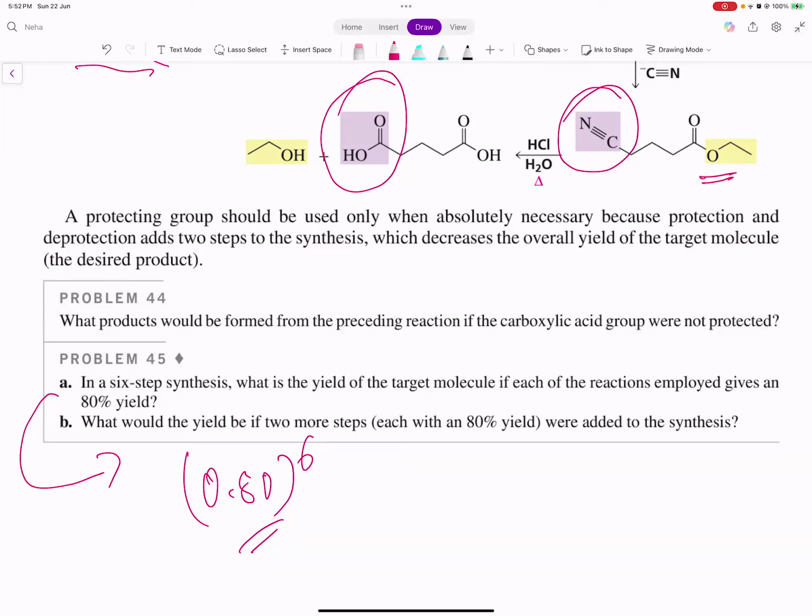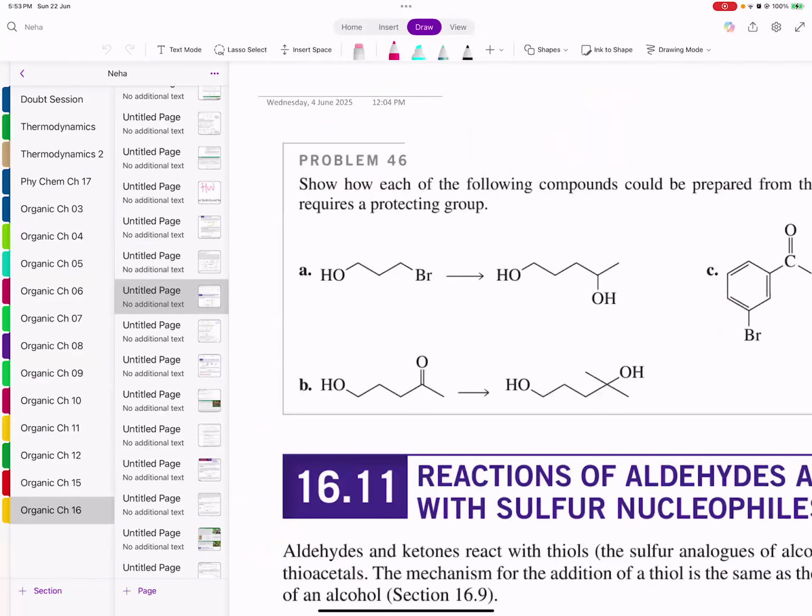Let us calculate. Tell me how much this number is, because I do not have my phone anymore. It's coming as 0.262. See, only 26%. And now imagine if we have a 40-step synthesis. The yield will be much lesser. Yeah, that is the problem. But Mother Nature is doing everything 100% efficiently.